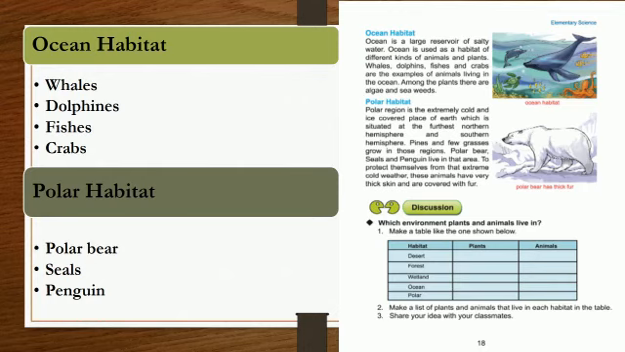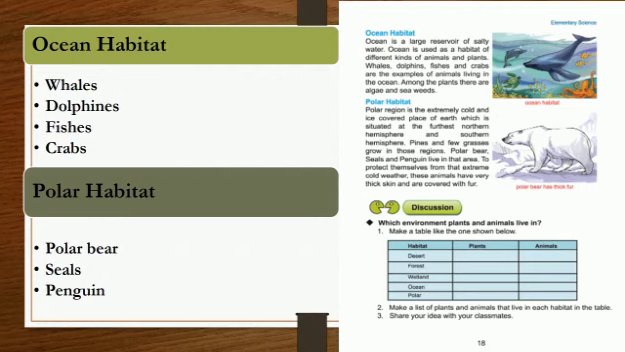Do you know what is ocean habitat? Ocean habitat means such kind of animals and plants which live inside the water or oceans. Animals like whales, dolphins, fishes, crabs used to live inside the water or oceans, and plants such as algae, seaweeds used to live inside the water or seas. So these kind of animals and plants are called ocean habitat.